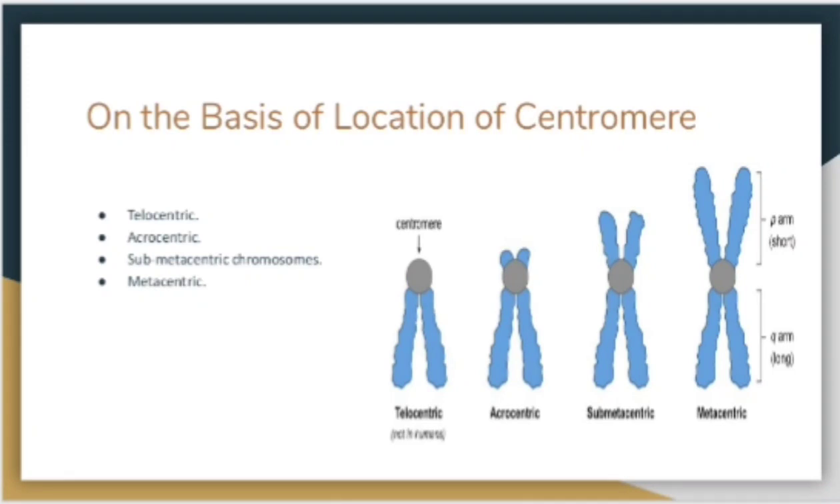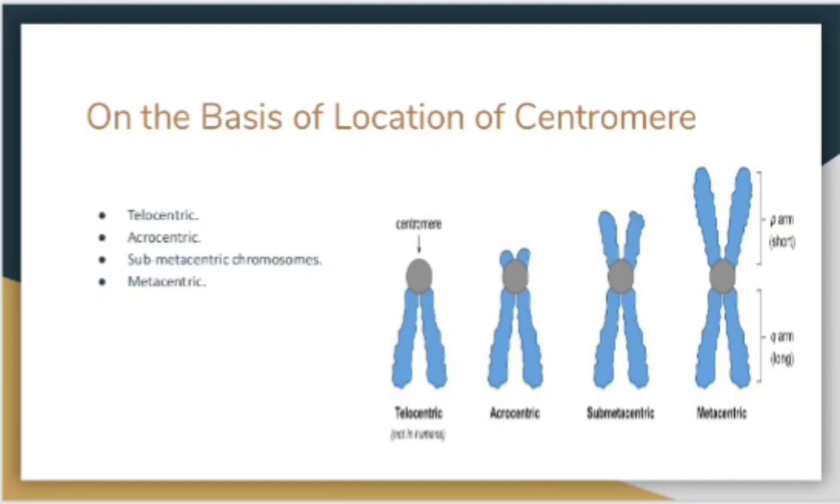Now, on the basis of location of centromere, first, telocentric. Telocentric chromosomes are rod-shaped chromosomes with centromere occupying the terminal position, so that the chromosomes just have only one arm. Acrocentric are also rod-shaped chromosomes with centromere occupying a subterminal position, and one arm is very long and the other is very short.